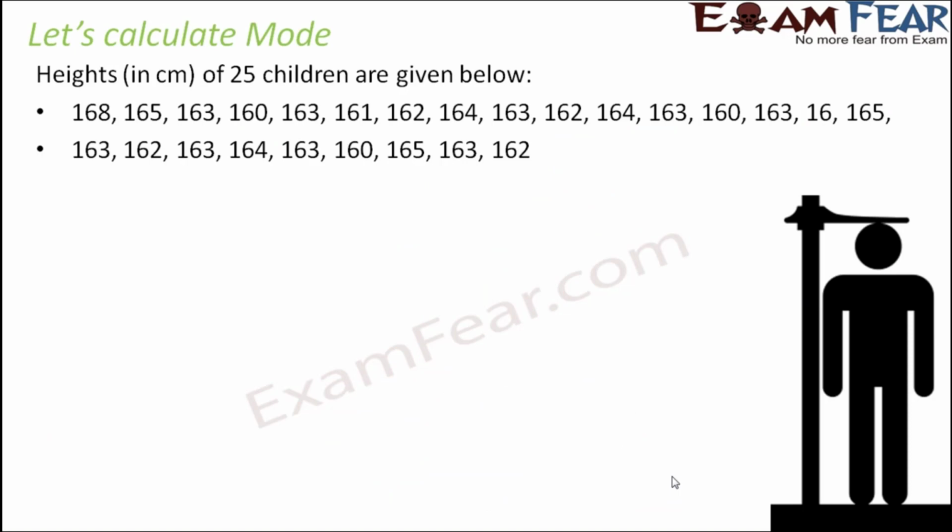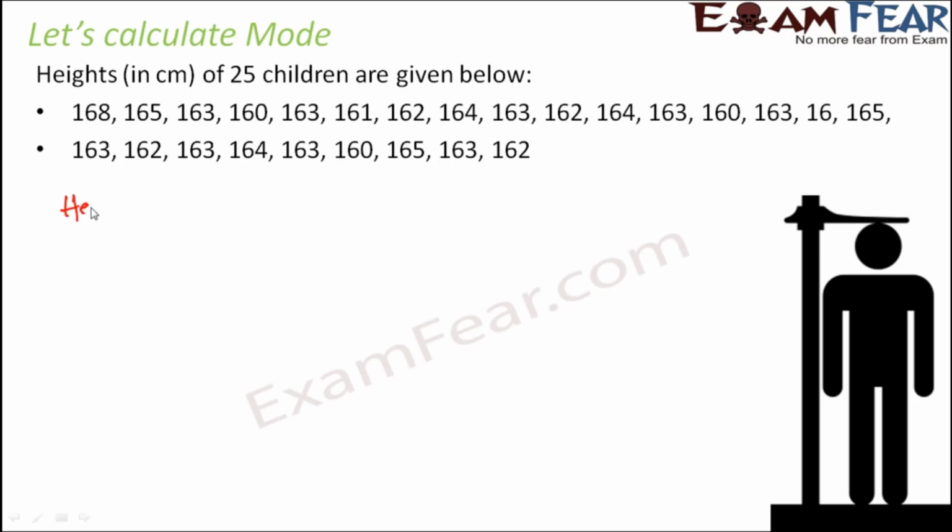So here again, heights of 25 children are given and you will have to calculate mode. Now what is mode? That data which corresponds to the maximum frequency. So in order to calculate mode, first of all, we need to organize this data in a tabular form. So how do we organize this data? So let us first arrange the data in increasing order. But this time what we will do is, whenever we have to calculate mode, we generally do not write the repeating data over and over again. Instead, we write everything once and then we will write their frequency using tally marks.